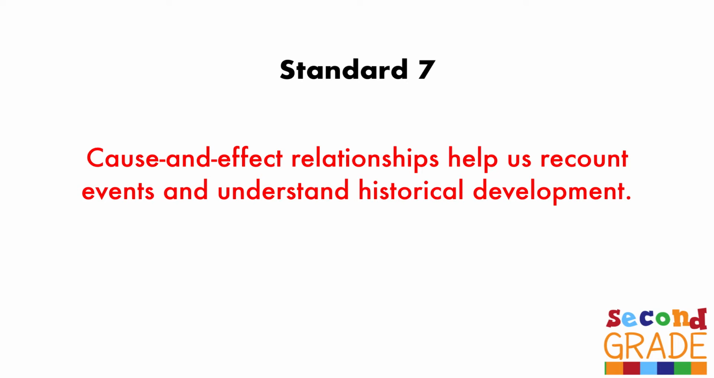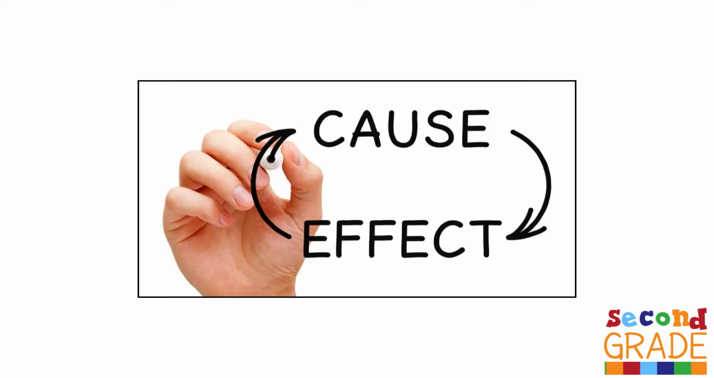Standard 7. Cause and effect relationships help us recount events and understand historical development. An example question for this is, how have cause and effect relationships affected Jamestown? And topics could be to distinguish between cause and effect and examine local cause and effect relationships such as the Italian immigration to Brooklyn Square and the Lucy Fest leading to the tourist industry here.